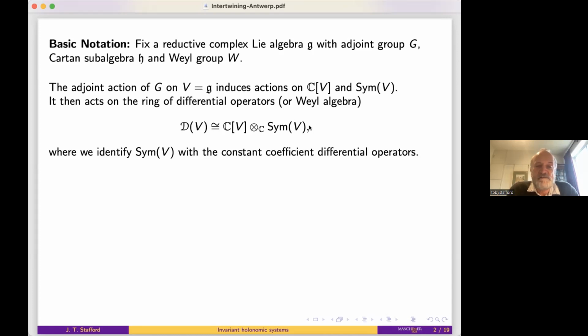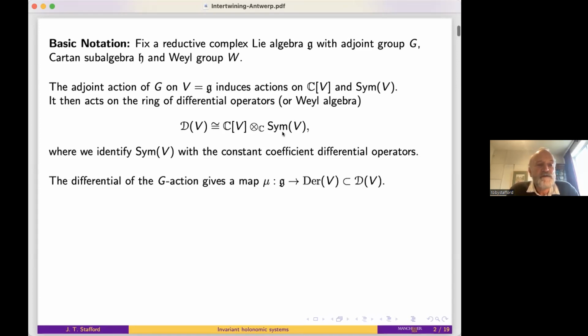And I can give you the action by saying that I've just identified D(V) with the tensor product of C[V] and S(V), where the second term we identify in turn with the constant coefficient differential operators. So that gives us various other pieces of notation. First of all, if I differentiate the action of the group, I get an action of the Lie algebra, and I can think of that as a map μ from the Lie algebra g to derivations on V, sitting inside D(V).